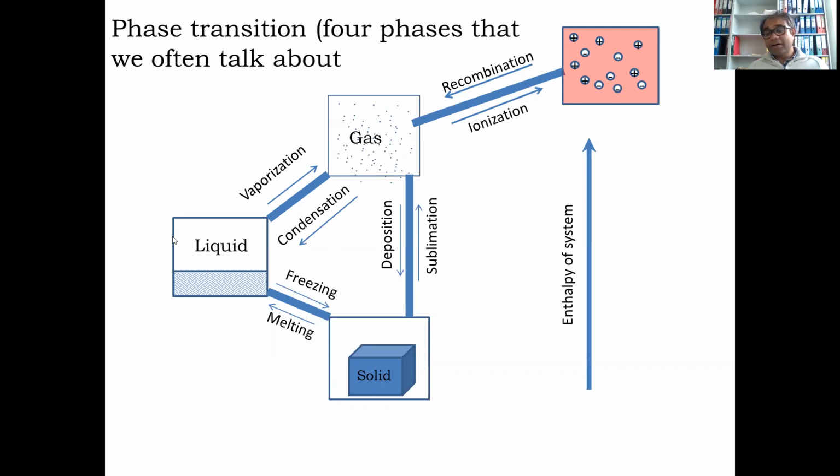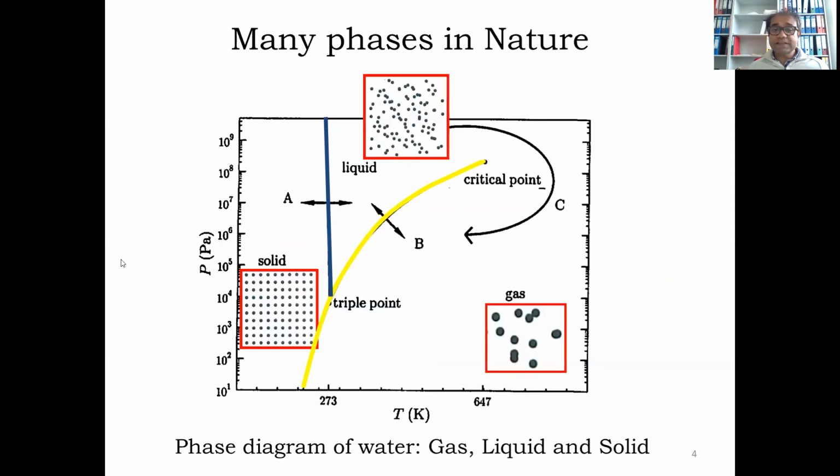But are these the only phases nature provides? Or for the system we are dealing with, are these the only phases we have in our surroundings? The answer is no. So let's see what phases we have in nature. Here, for example, is a simple phase diagram for water. This shows the gas, liquid, and solid phases.